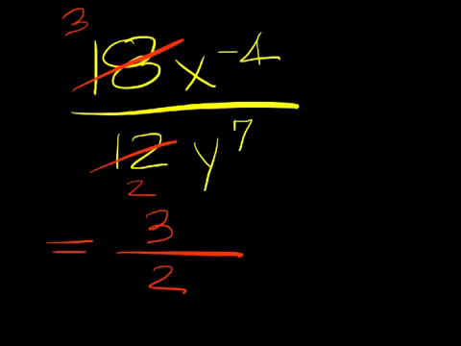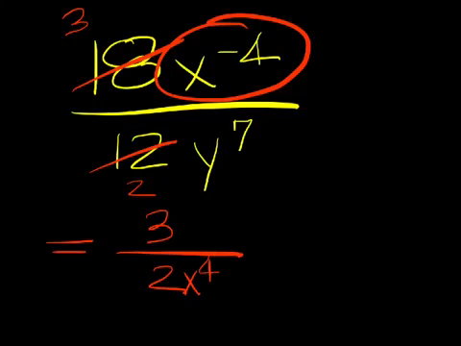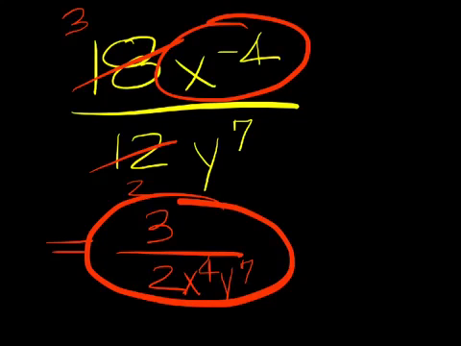Y to the seventh is positive, it doesn't move. But this x to the negative fourth must go to the bottom and become x to the positive fourth, and your y to the seventh stays down there. Make sure you put the variables in alphabetical order when they're on the same side. 3 over 2x to the fourth y to the seventh.